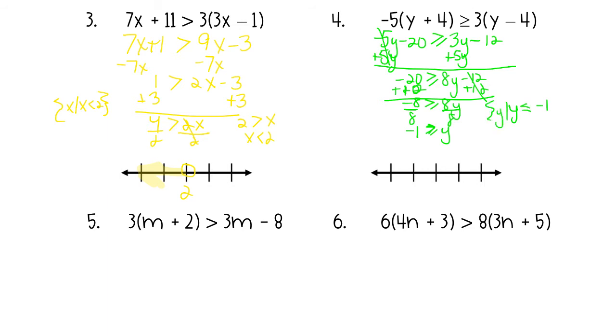We can put this in solution set notation. Y given that y is less than or equal to negative 1. Negative 1 goes in the middle, with a dot because there's an equals in the inequality, and it's going to point to the left.